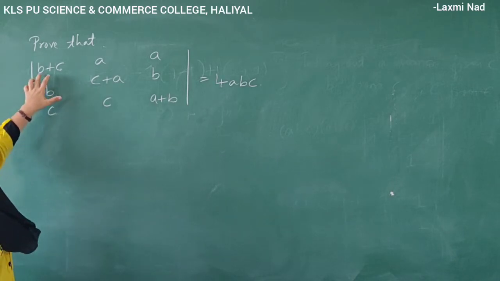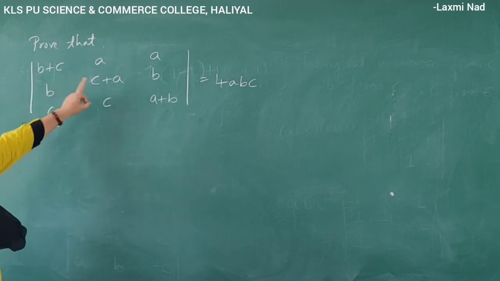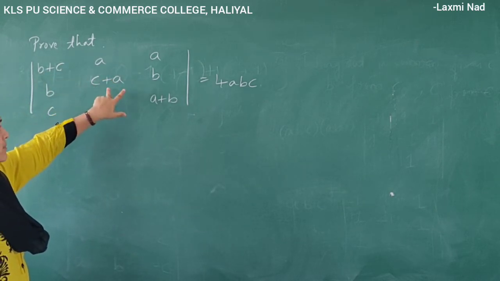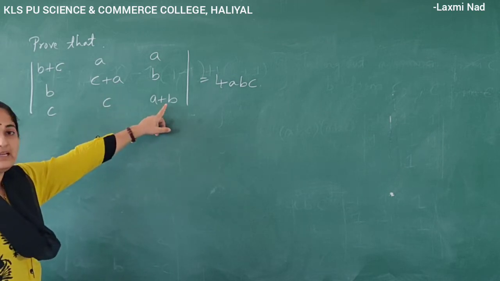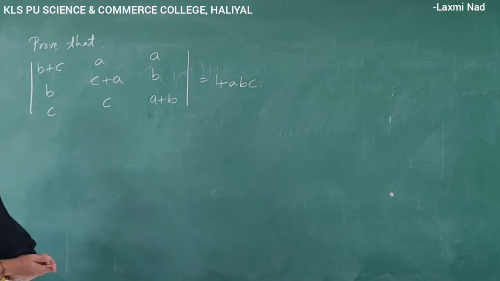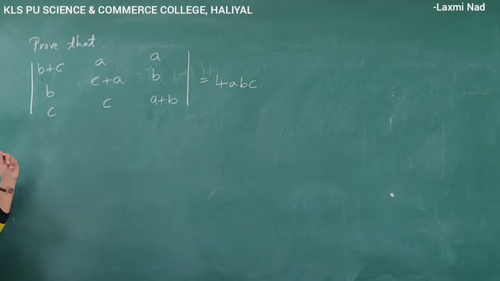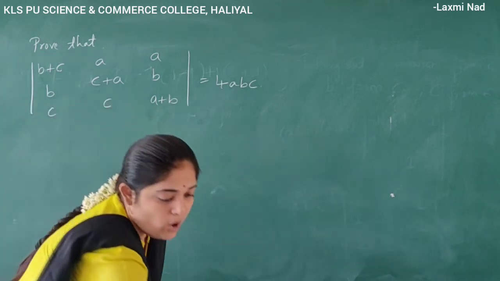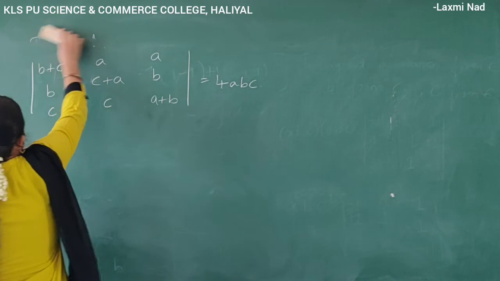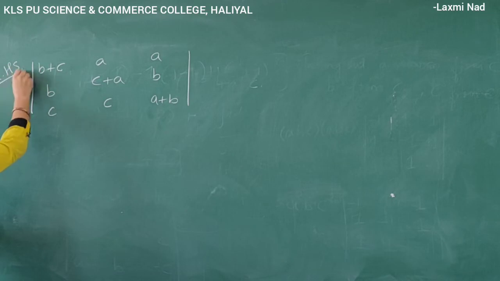See here, in R1 each element is the sum of two terms, and here in R2 also, and in R3, the third row, also includes the sum of two terms. What we have to do here? We need to reduce these sums of two terms into a single term. So we need to apply an operation here. First write down the LHS part. This is the LHS part. We need to prove it equals 4ABC.